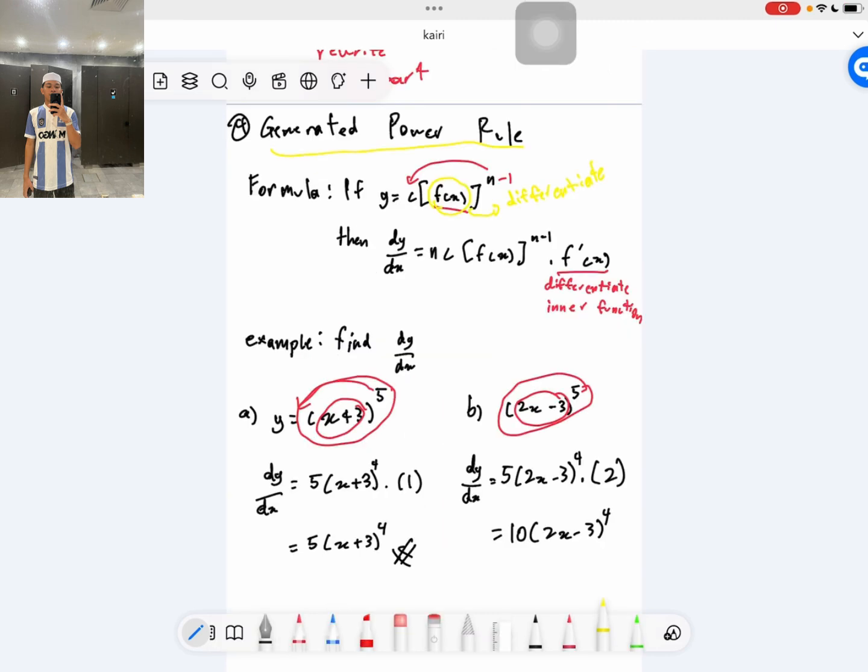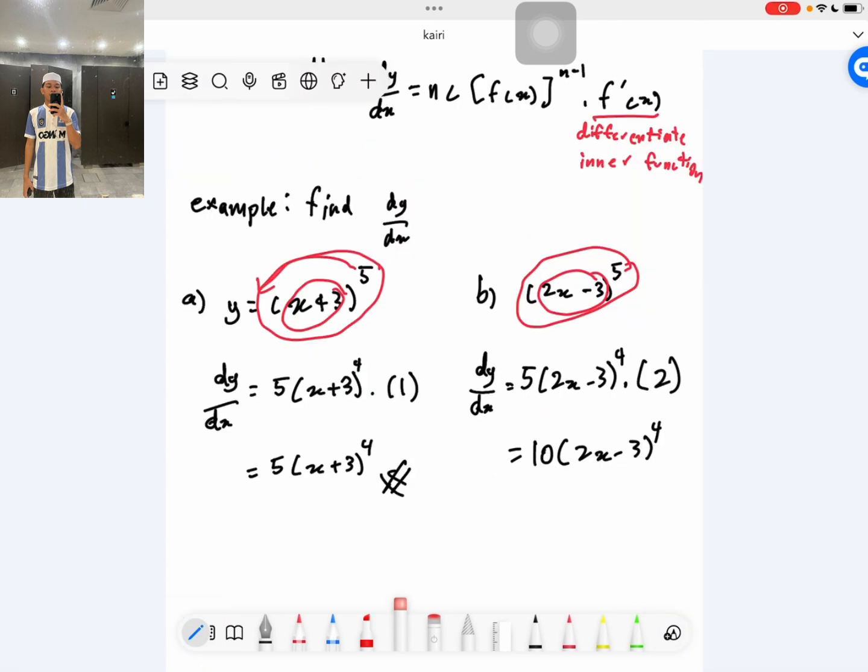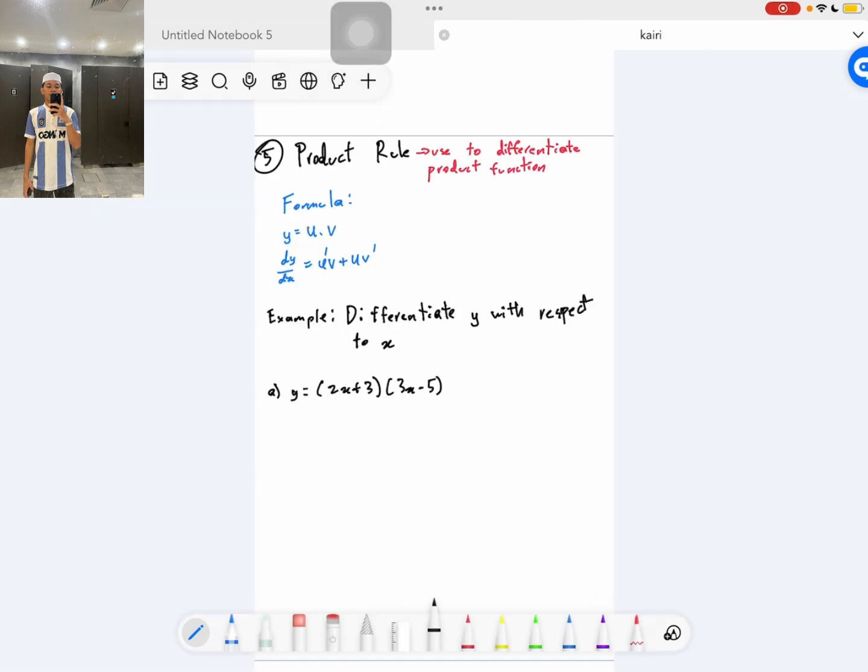Okay, for the fourth one is generalized power rule. Generalized power rule has the same concept as the Tupperware method that I just mentioned. Let's move on to the example. For the first example, we will bring the power 5 to the front and then rewrite the inner part, and the power will be minus 1. Then we will differentiate the inner part and multiply it with the power that we just brought to the front.